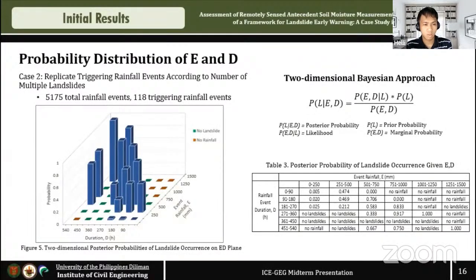The approach used for case 1 neglects the number of landslides triggered by a given rainfall event. Therefore, another approach would be to replicate such rainfall events based on the number of multiple landslides. Therefore, for case 2, 5,175 rainfall events were considered, with 118 triggering rainfall events. Similar with case 1, case 2 generally demonstrates that at higher event rainfall measurements, posterior probabilities of landslide occurrence increase. As with case 1, it may be useful to revise the intervals in the ED plane to obtain a better distribution of the posterior probabilities.